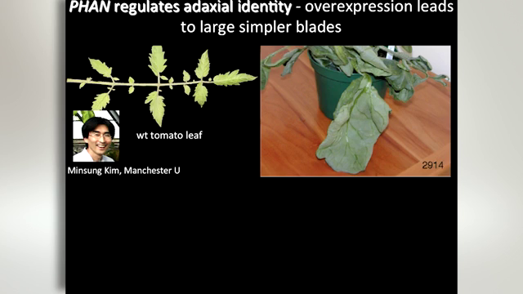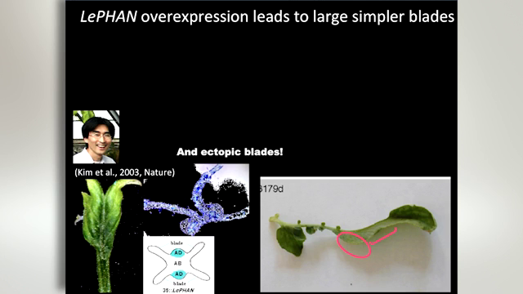So we looked at tomato FANTASTICA, and I'm just going to summarize a whole lot of work in just a few slides. We showed that FAN regulates adaxial identity in tomato, and this is the normal tomato leaf. This was work done by Min-Sung Kim, who was then a graduate student in my lab, and now he's a professor at Manchester University. Min-Sung showed that if you overexpress this gene in tomato, you can get very large simple leaves. So this is a tomato leaf, not a cabbage leaf, not a kale leaf. The greenhouse staff would not believe it, but sometimes it makes tomatoes. In addition, by overexpressing FAN, ectopic blades can be made. Here you can see that this gap between a leaflet there and there has been taken over by blades that just kind of grew out.